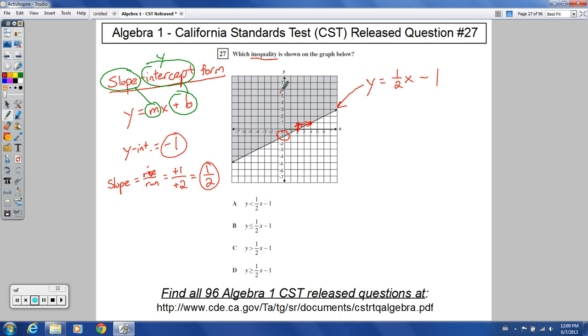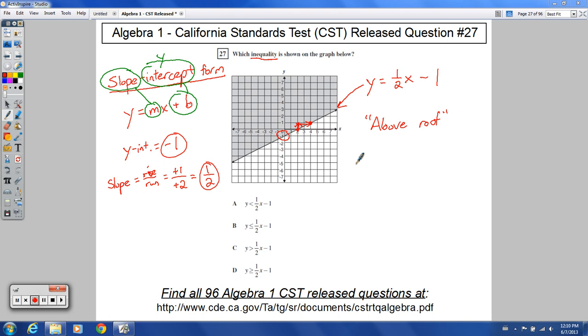Now we're shading stuff. I like to think of it like this, as if this were the roof of a house. You are shading above the roof. If the rain was coming down, it would be landing on the roof and going down this way, but this is where the rain would be. You'd be safe and sound underneath the roof of the house. Well, but this is above the roof. Think of it like that. Since it's above the roof, you're going to shade above, or you're going to say it's greater than, and in this case it's or equal to, because it's a solid line and not a dashed line.